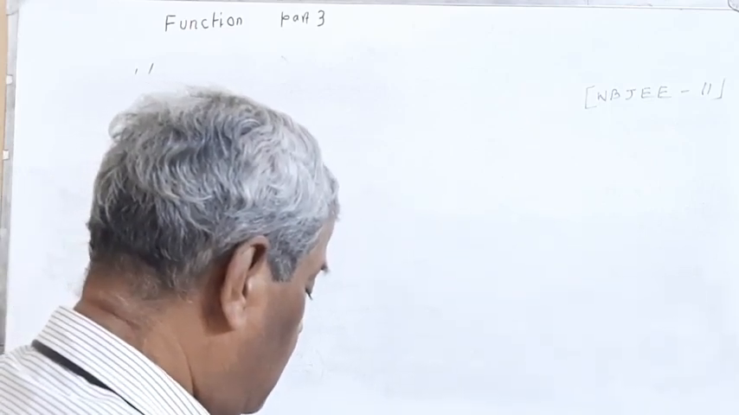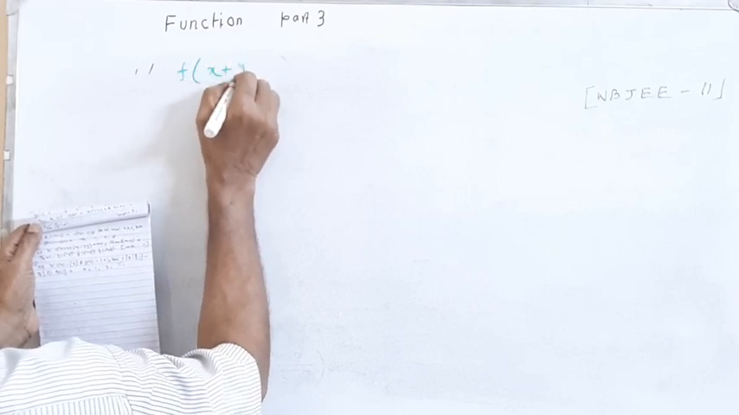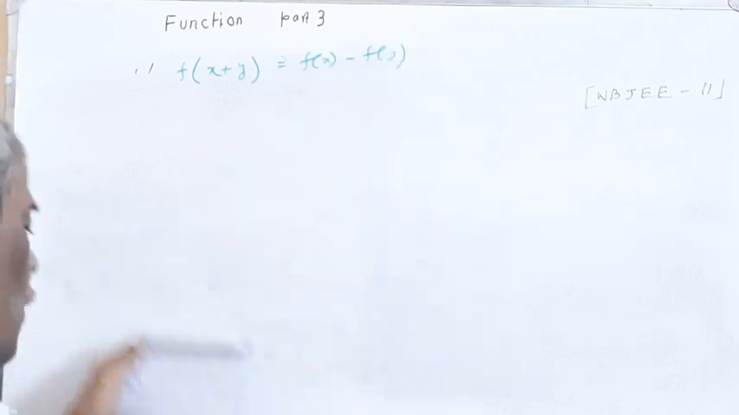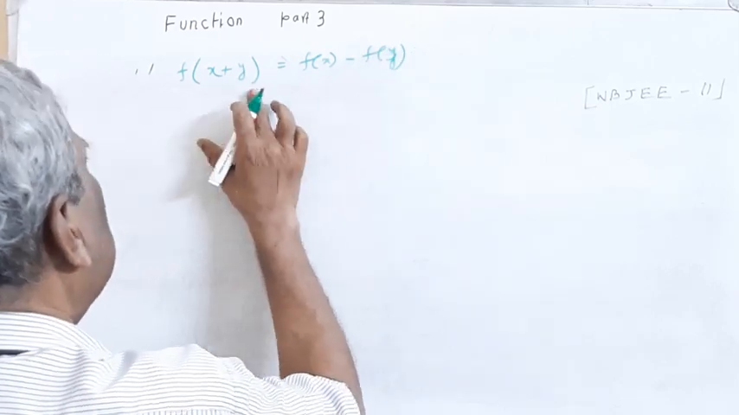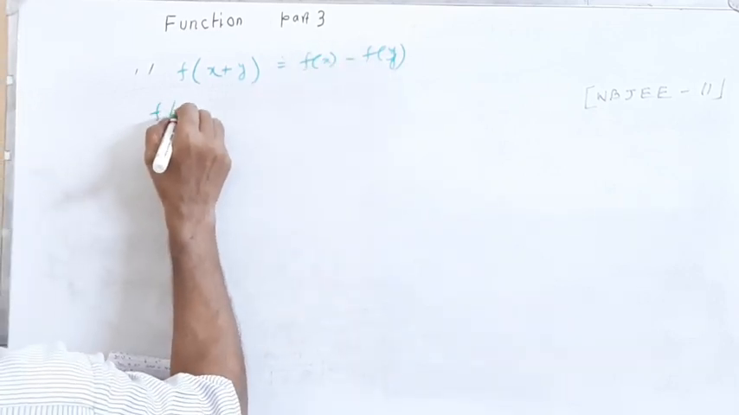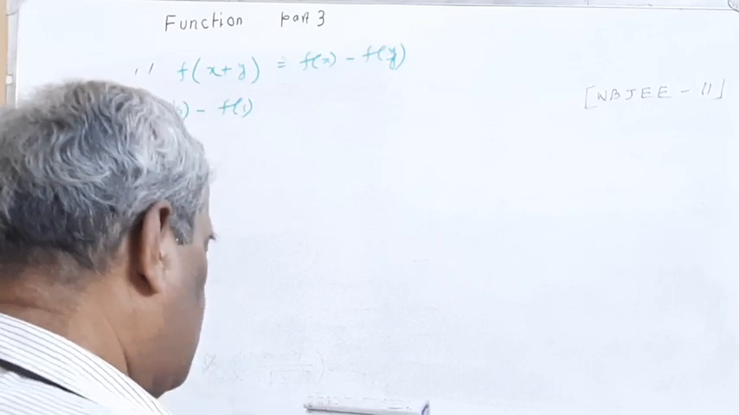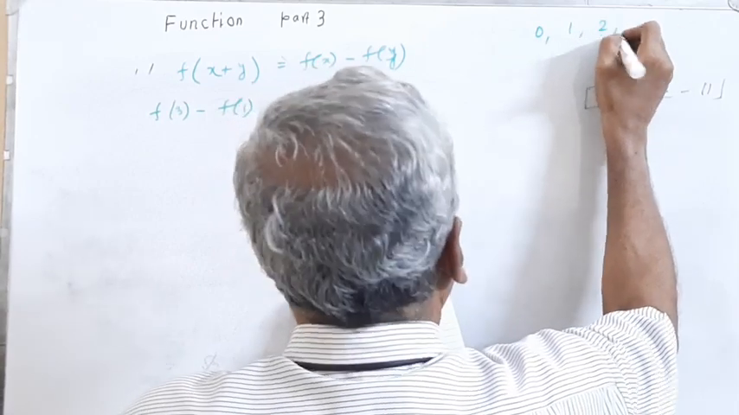Our next problem. If f(x plus y) is equal to f(x) minus f(y) for all real x and y, then the value of f(3) minus f(1) is. Options: 0, 1, 2, and 8.